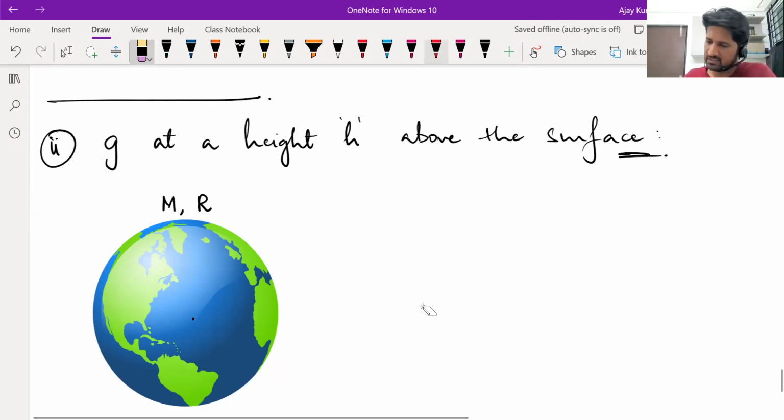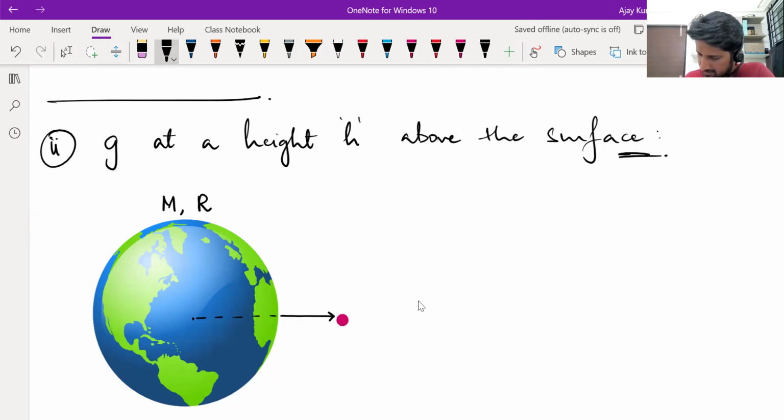Let's take a position somewhere here outside the planet. How far is it? It is at a distance h from the surface of the planet. If the distance is h from the surface of the planet, then all the way from the center of the planet, it will be r plus h. So you can take distance x is equal to r plus h.